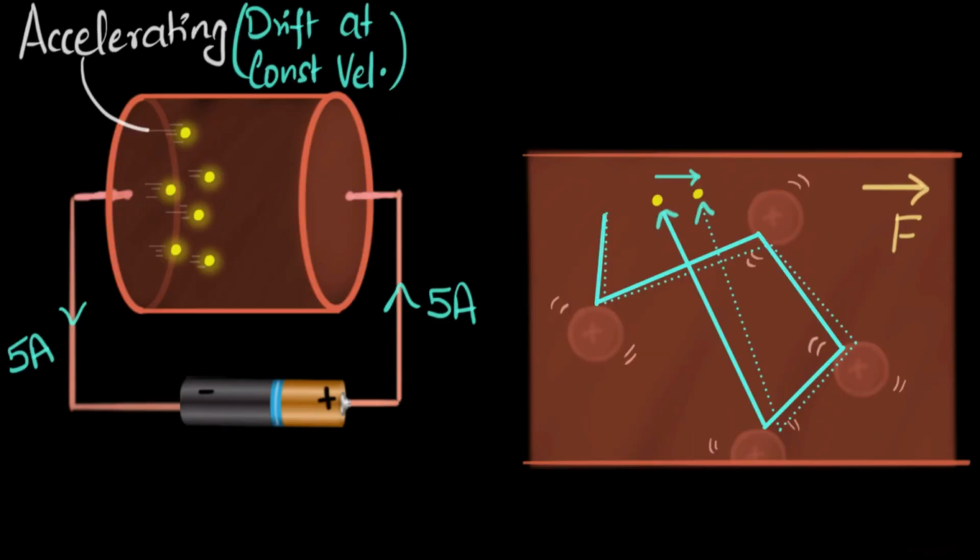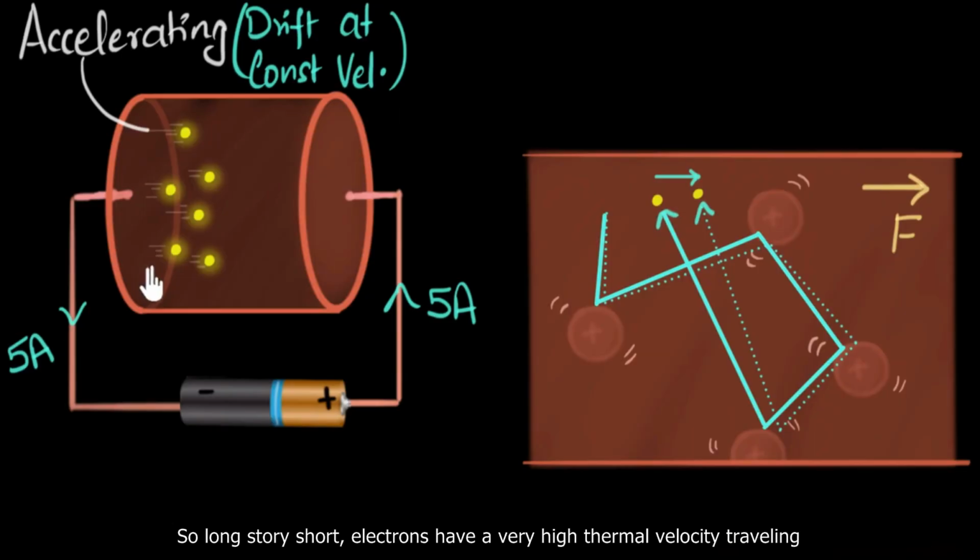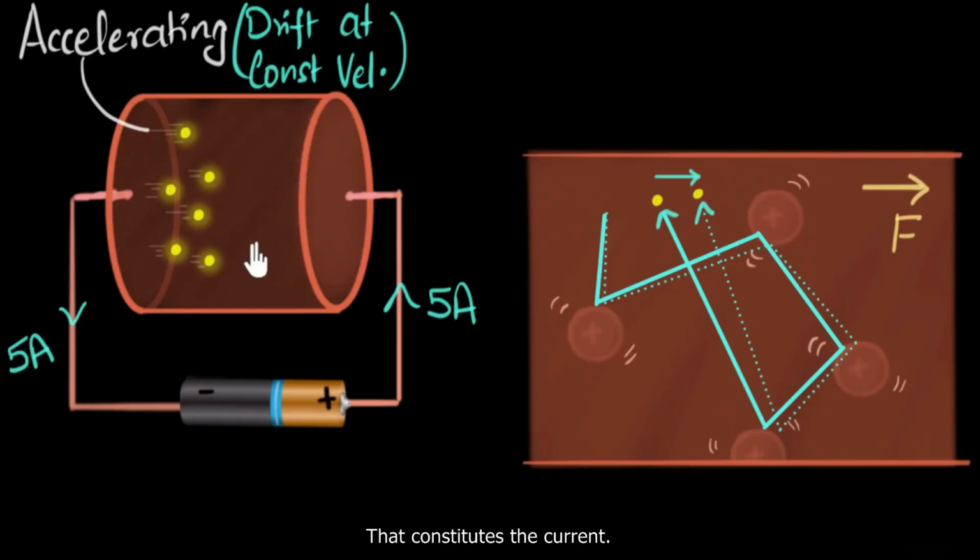Amazing, isn't it? So long story short, electrons have a very high thermal velocity traveling at hundreds of kilometers per second, but that doesn't get them anywhere. In the presence of a field or due to a battery, they start drifting with a constant velocity called drift velocity that constitutes the current.